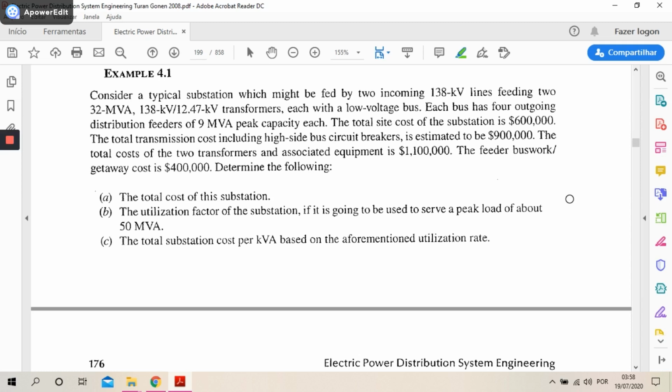Each bus has 4 outgoing distribution feeders of 9 MVA peak capacity each. The total site cost of the substation is $600,000. The total transmission cost, including high-side bus circuit breakers, is estimated to be $900,000. The total costs of the two transformers and associated equipment is $1,100,000. The feeder bus work getaway cost is $400,000.